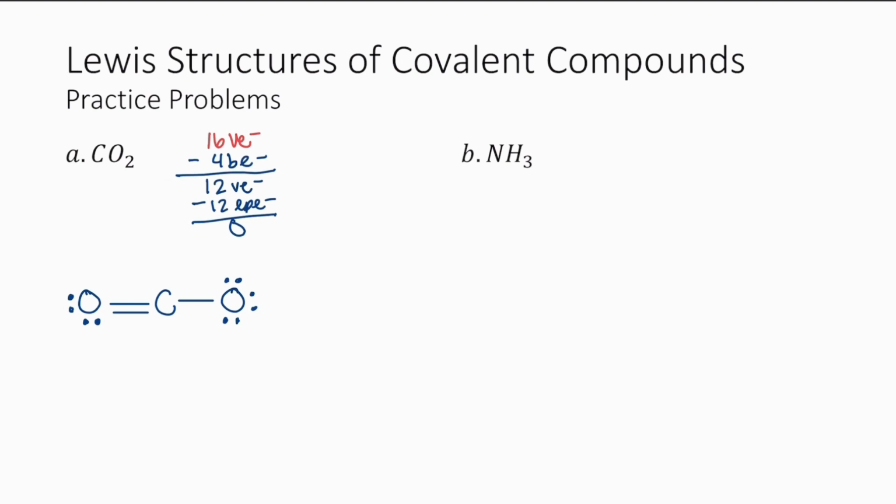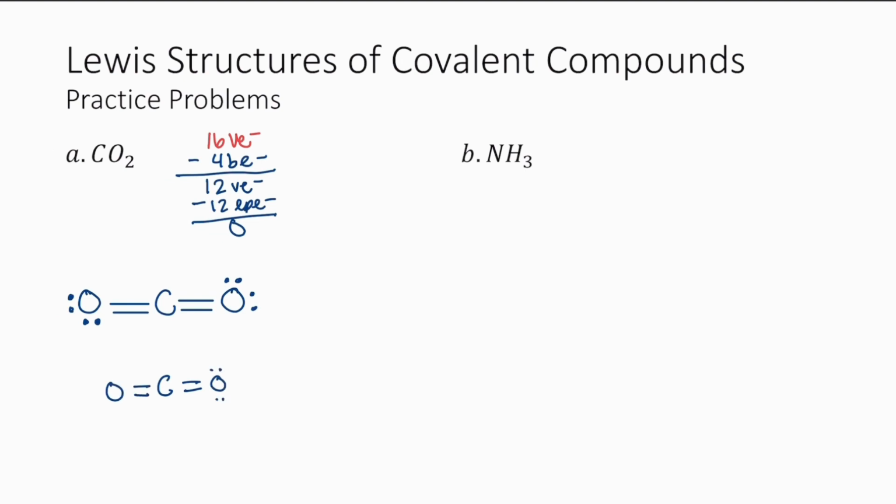Now, to achieve the octet for carbon, I can just take another of my lone pair electrons, and I can put them into a bond here. Again, when I do that, I still have 8 electrons around my oxygen, but now I've fulfilled the octet rule for carbon. A question I get all the time is, does it matter how you draw your lone pairs?